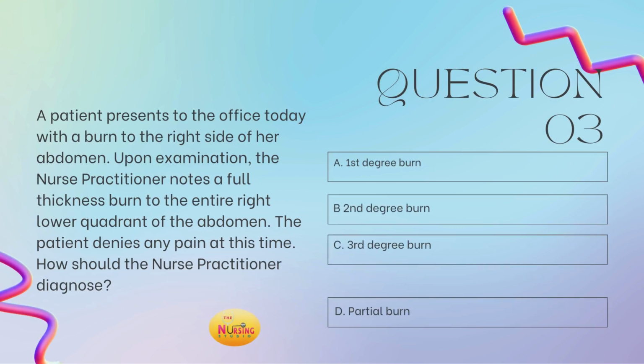All right, and lastly, question number 3. A patient presents to the office today with a burn to the right side of her abdomen. Upon examination, the nurse practitioner notes a full thickness burn to the entire right lower quadrant of the abdomen. The patient denies any pain at this time. How should the nurse practitioner diagnose? Is it A, a first degree burn, B, a second degree burn, C, a third degree burn, or D, a partial burn? Take a moment and tell me what you got in the comments.